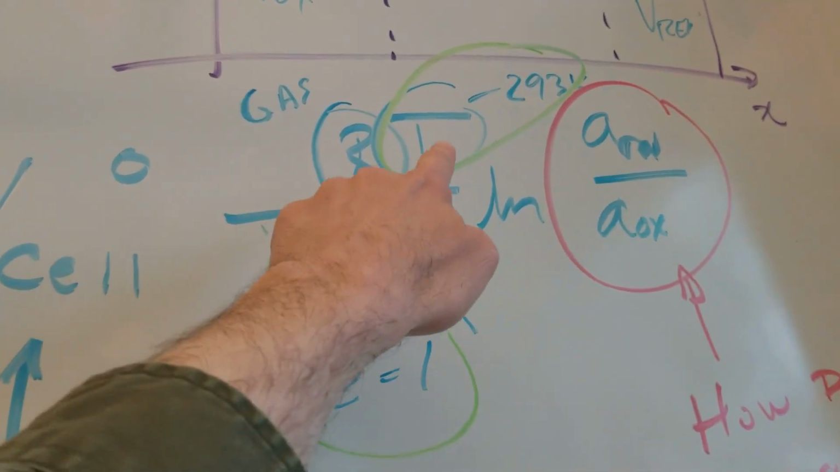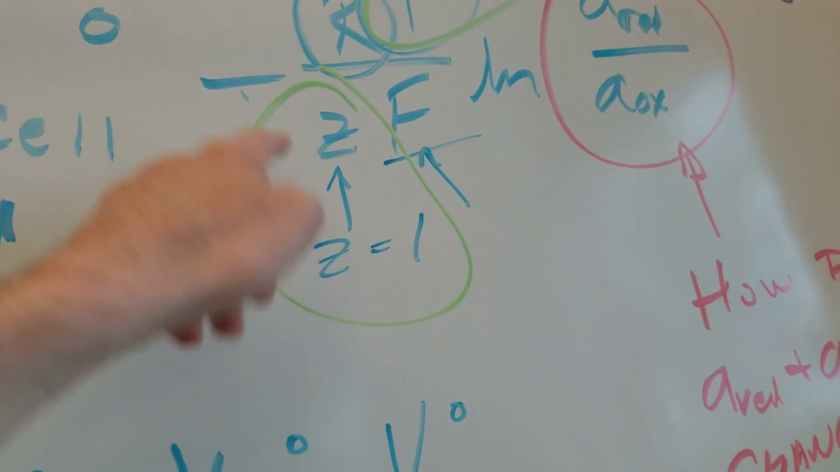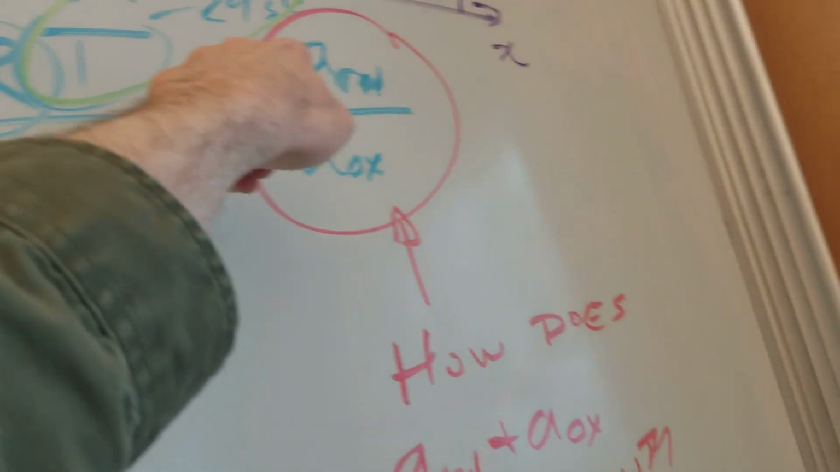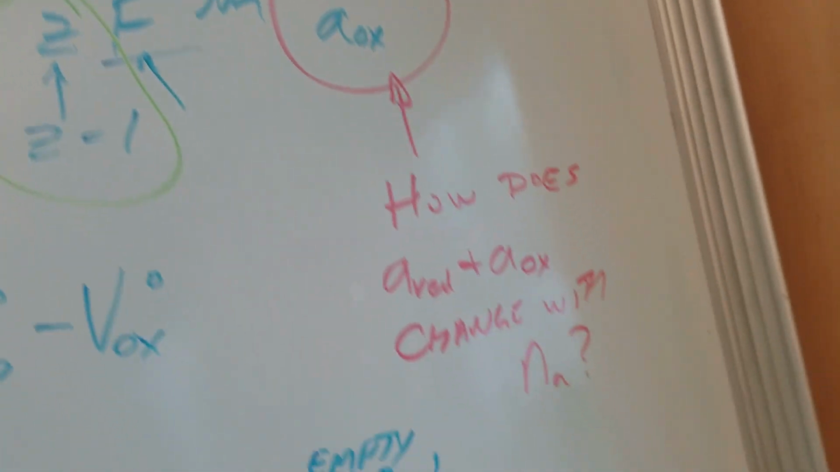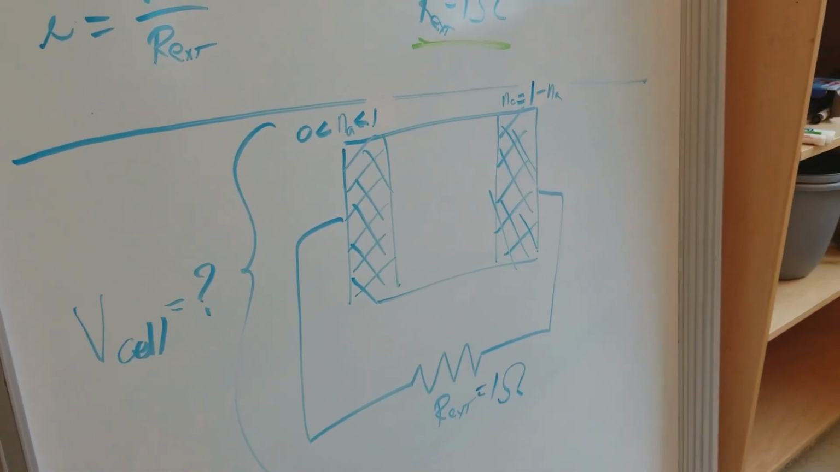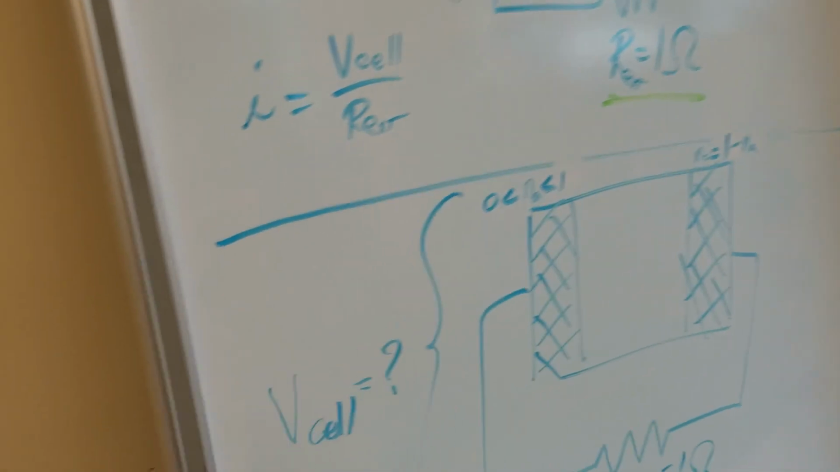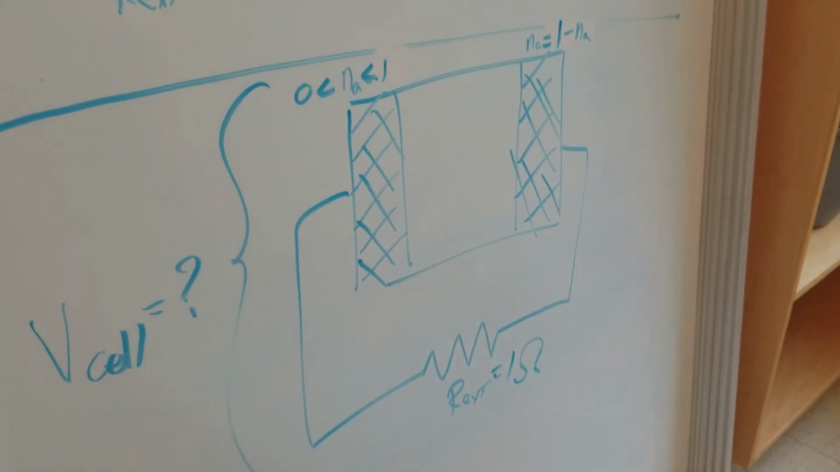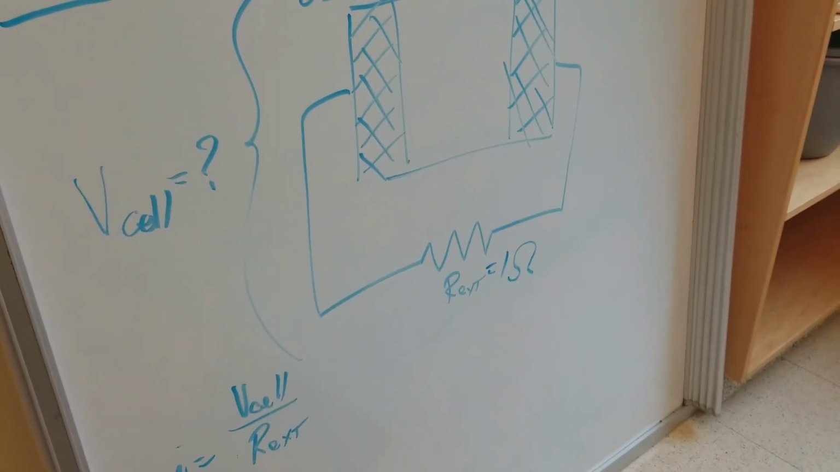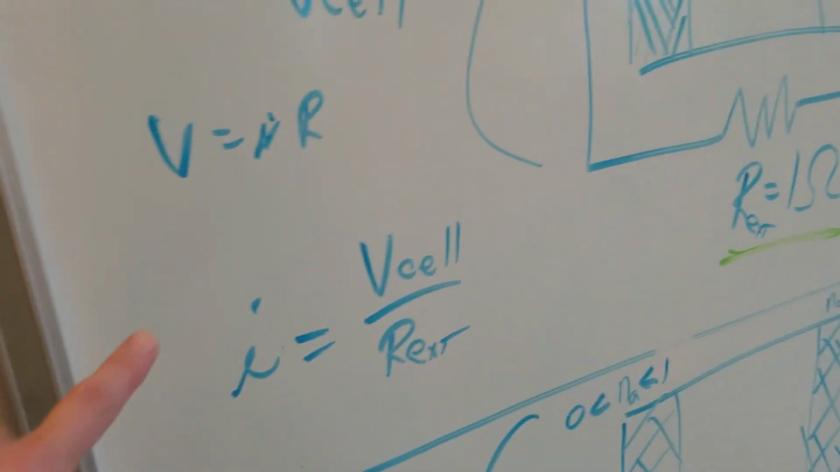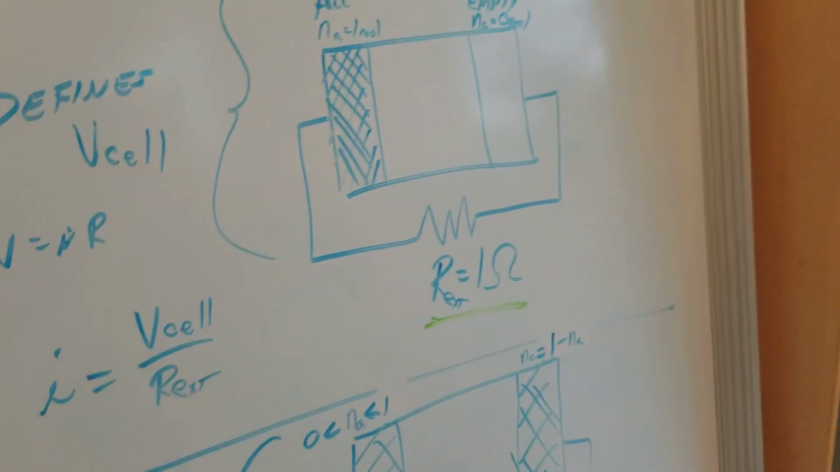We've got the gas constant, we've got the temperature, we've got Z, so we're saying it's a single electron transfer. We've got the Faraday constant, natural log of the activities. So if we have that, then at some other time, we can say, well, if some of the charge has flowed, what is the cell potential? And that changes, assuming that we again keep the resistance constant. And in both cases, we can determine the current for that particular configuration.